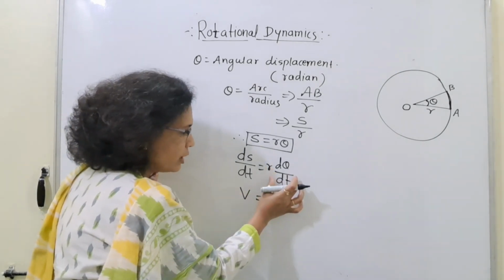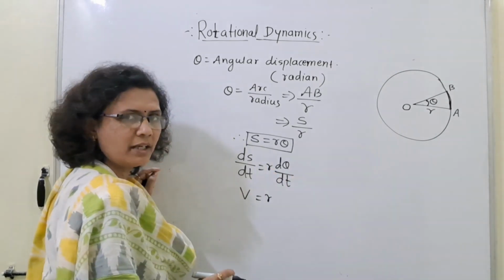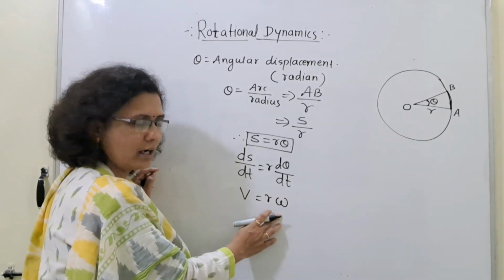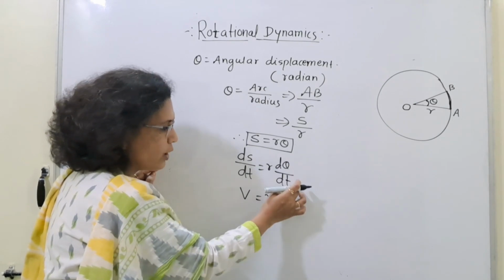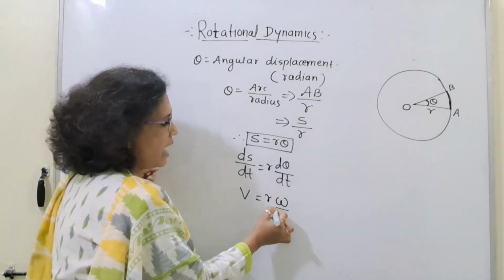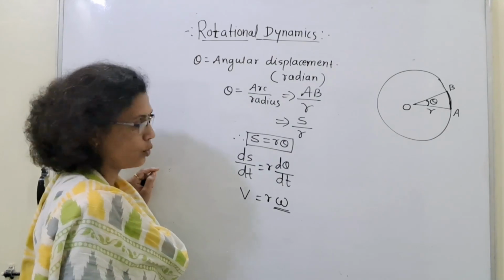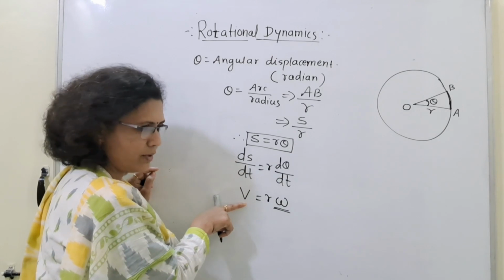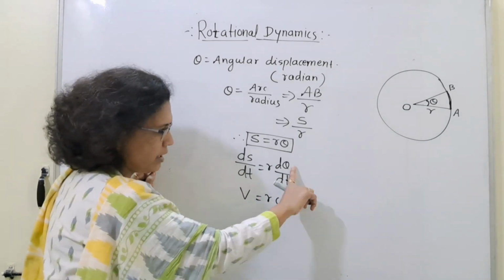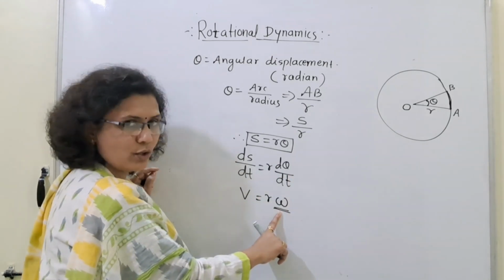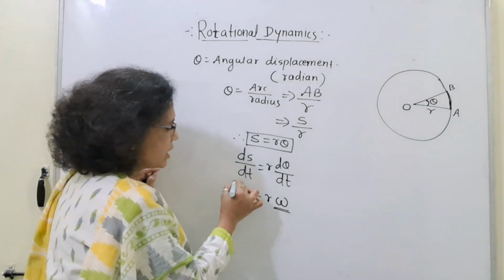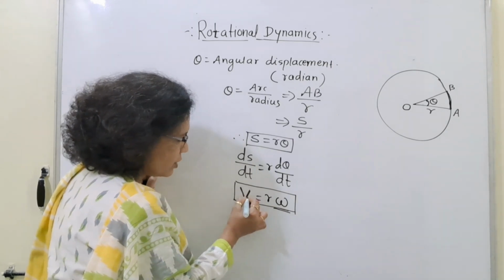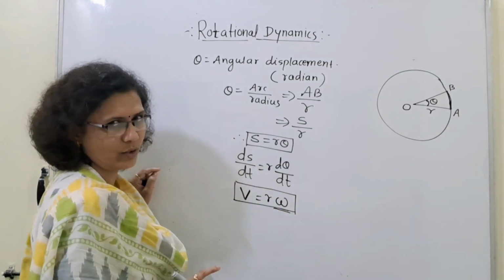Similarly, what is the rate of change of angular displacement here? It is omega. Don't say w, it is omega. Rate of change of angular displacement is called angular velocity, that is omega. Rate of change of linear displacement is linear velocity v, and rate of change of angular displacement is angular velocity omega. So v is equal to r omega.